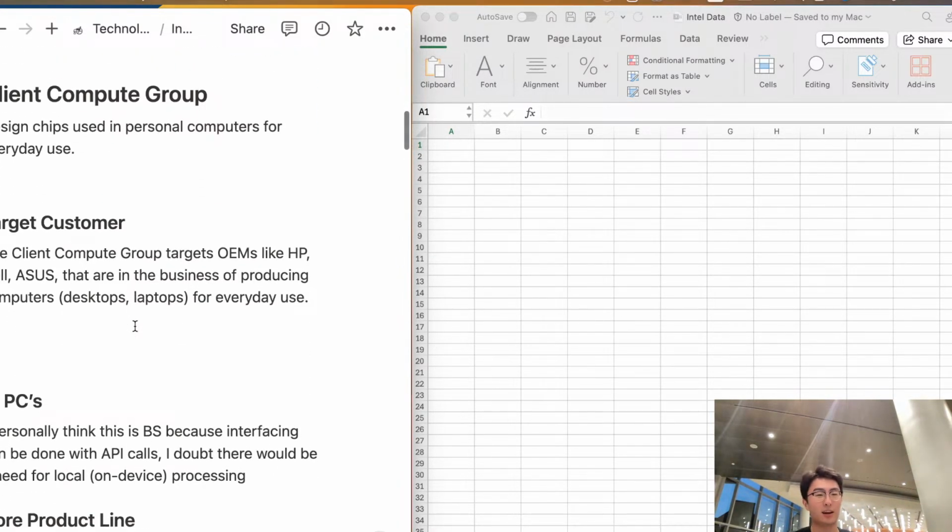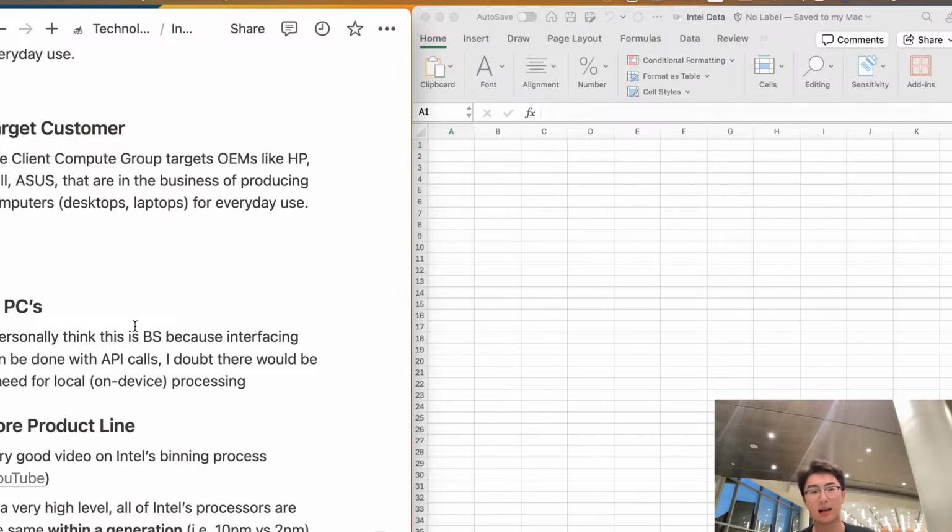Yeah, the target customer here, you really are the OEM. So the HPs, the Dells, the Asus, anything that's really Windows-based is probably going to be using an Intel or AMD chip. And AI PCs seem like they are kind of this big trend.